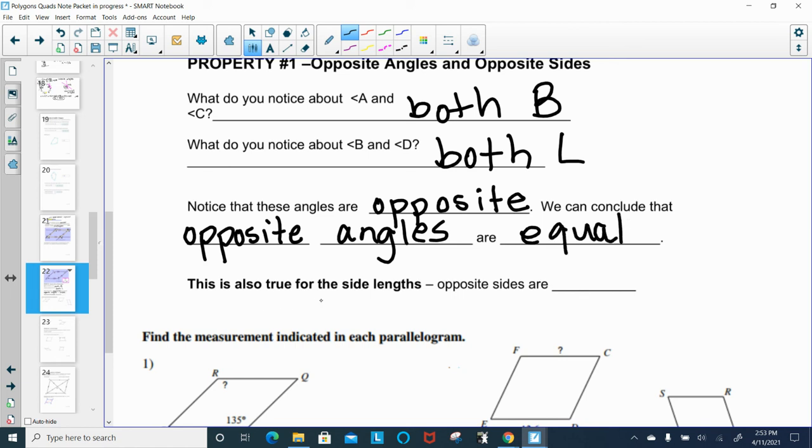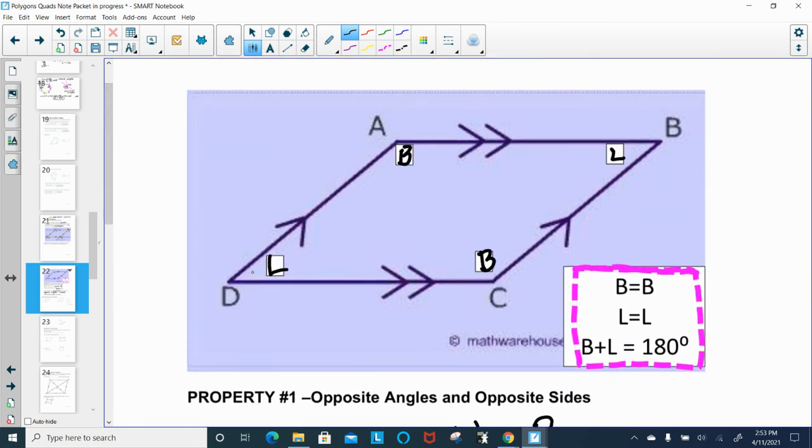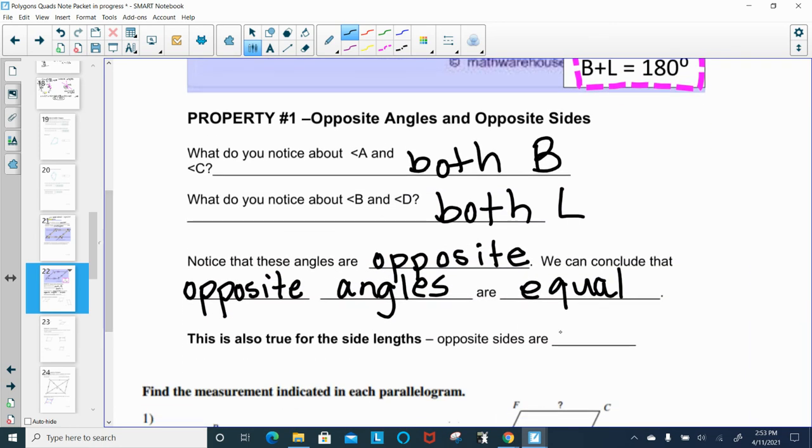And this is also true for the side lengths. So let's take a look at those side lengths. Like A to D is opposite from B to C. So they're going to be the same size. And A to B and D to C are opposite. So opposite sides are also equal.